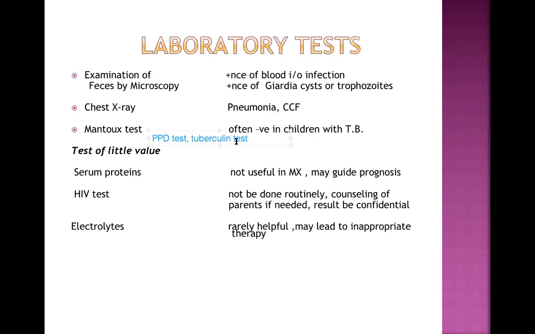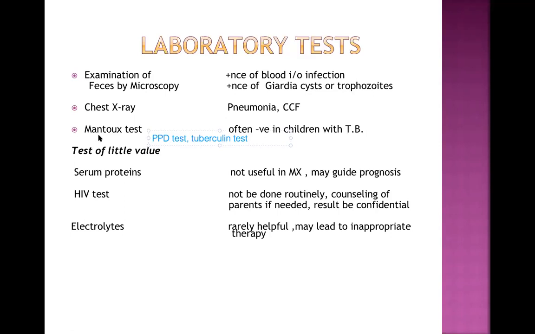These are synonyms. It is given to find out whether the child is already infected with tubercle bacilli or not. So this is a sensitive test for the diagnosis of tuberculosis, but it is never specific. It is often negative in children with TB who are malnourished. If the child is not malnourished, then it is often positive. But if the baby is malnourished, even if the baby has TB, this Mantoux test would come negative because of lack of immunity in severe malnutrition.